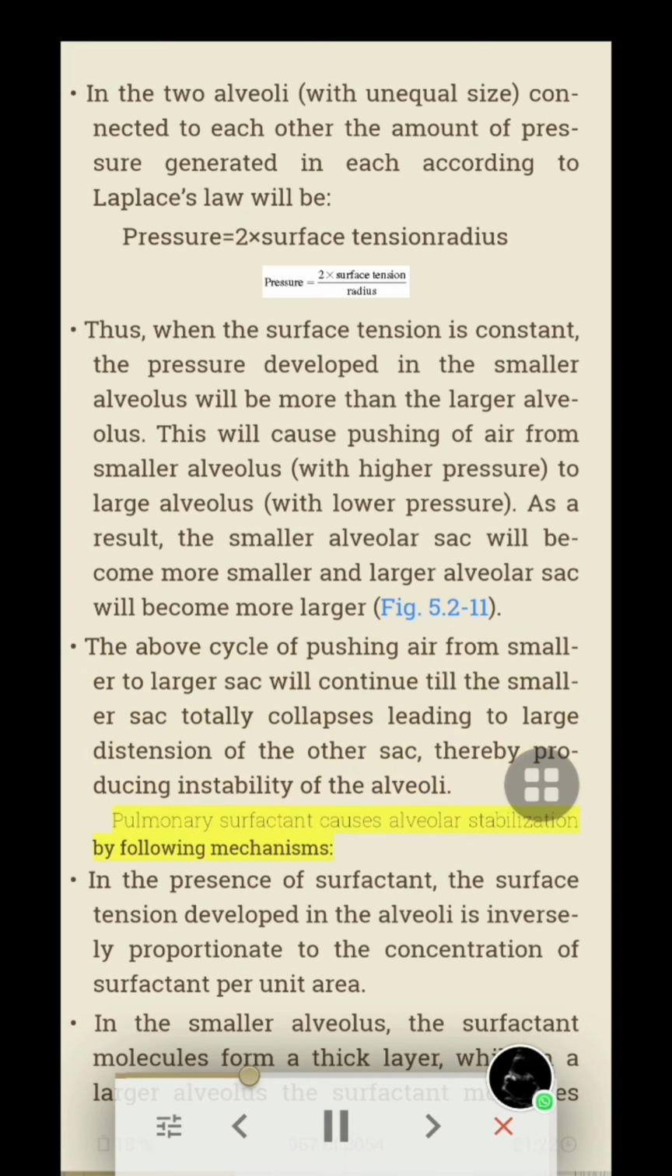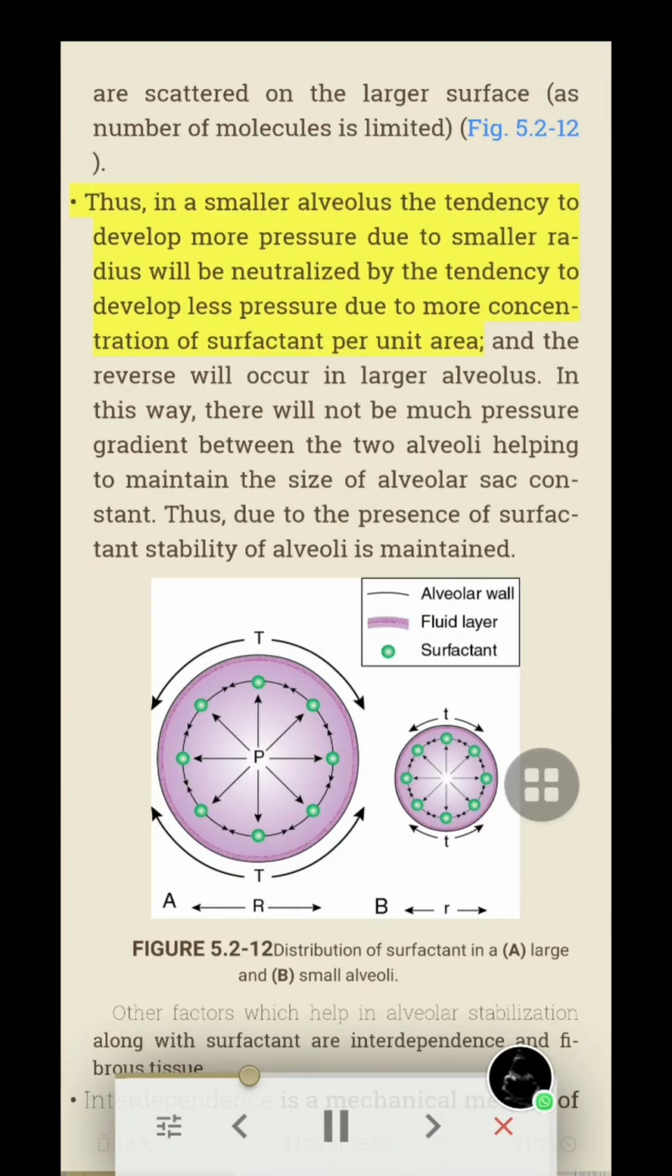Pulmonary surfactant causes alveolar stabilization by the following mechanisms. In the presence of surfactant, the surface tension developed in the alveoli is inversely proportionate to the concentration of surfactant per unit area. In the smaller alveolus, the surfactant molecules form a thick layer, while in a larger alveolus the surfactant molecules are scattered on the larger surface, as the number of molecules is limited. Fig. 5.2-12. Thus, in a smaller alveolus the tendency to develop more pressure due to smaller radius will be neutralized by the tendency to develop less pressure due to more concentration of surfactant per unit area. And the reverse will occur in a larger alveolus.